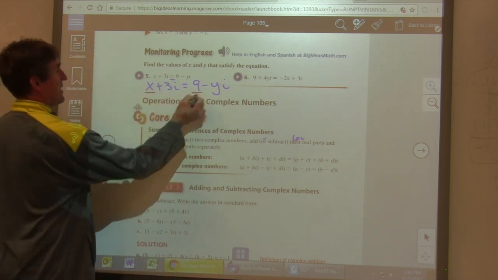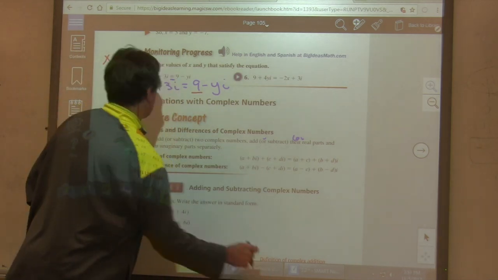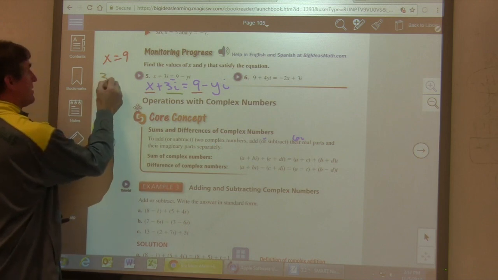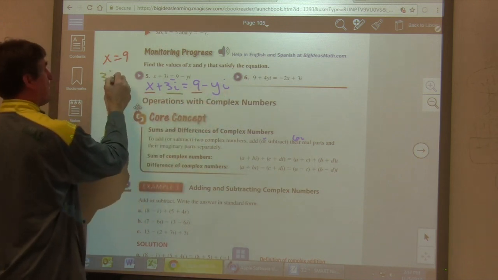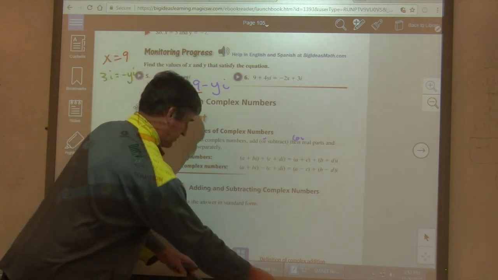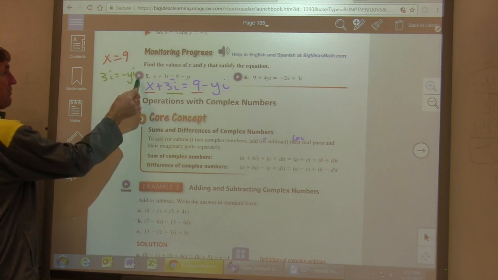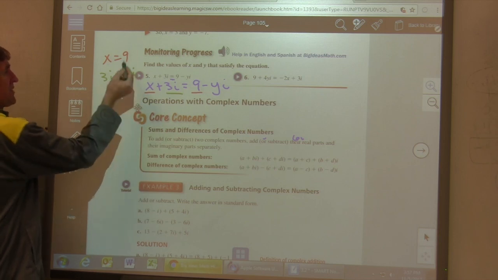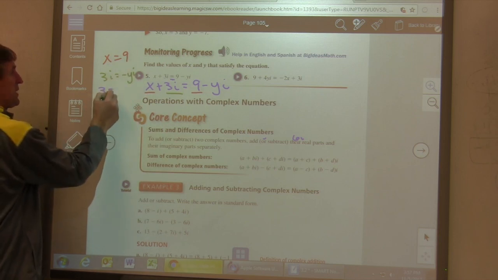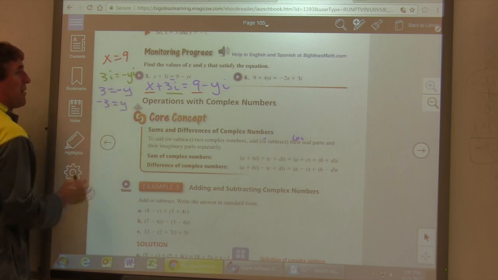So the x has to equal 9. And then the 3i has to equal the imaginary part over here, which is negative yi. So we have 3i equals negative yi. Well, the i's are already the same, so that would tell us 3 has to equal negative y, and so negative 3 would have to equal y.